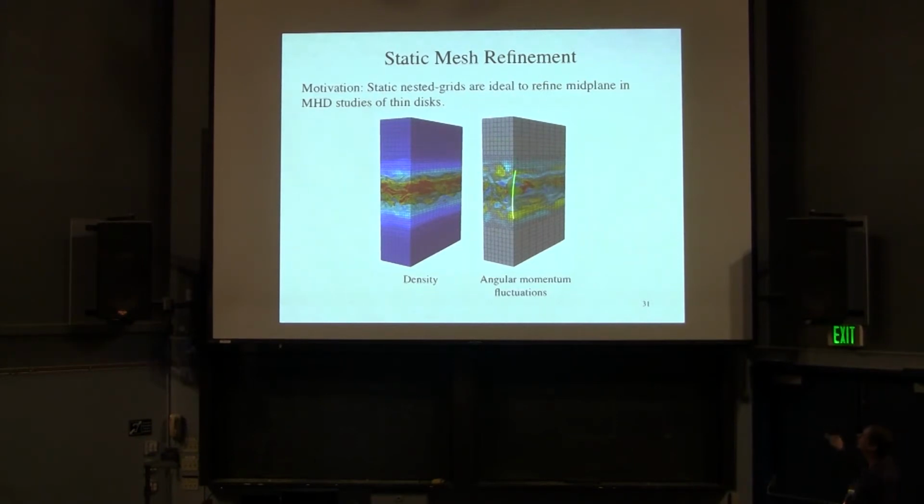But in the upper layers of the disk, so this is a radial, azimuthal, vertical cut, one little tile from a much larger accretion disk, we'd like to resolve the midplane much better than, say, the upper layers, the corona of the disk. That's where a static mesh would come in very handy. It doesn't need to be adaptive, because we already know where the midplane of the disk is located and it's not going to change in time. So static here is good.